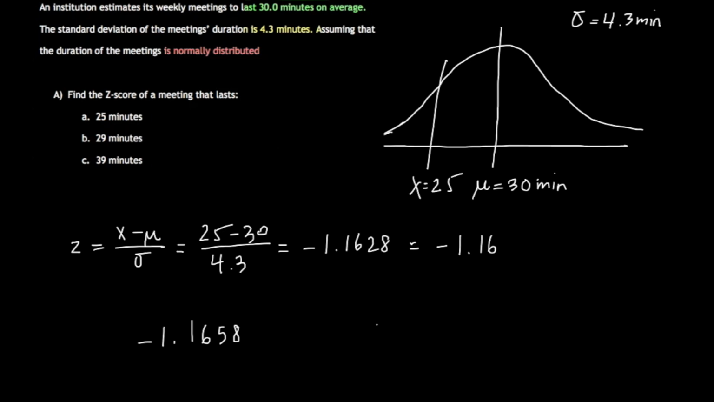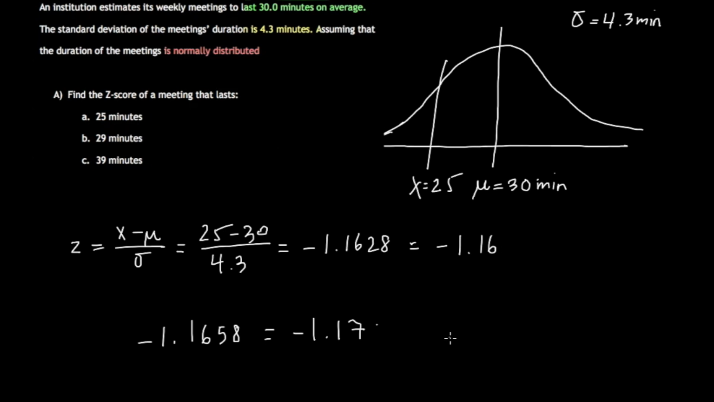Anything that is 5 and above in the third decimal, that means we round up, and so our z-score would have been negative 1.17. Now, it may not seem like much, but in the Z table, this will make a difference, okay? Every Z score is determined every 2 decimals. So, for example, negative 1.16 is one Z score, negative 1.17 is a different Z score, okay? So it will make a difference.